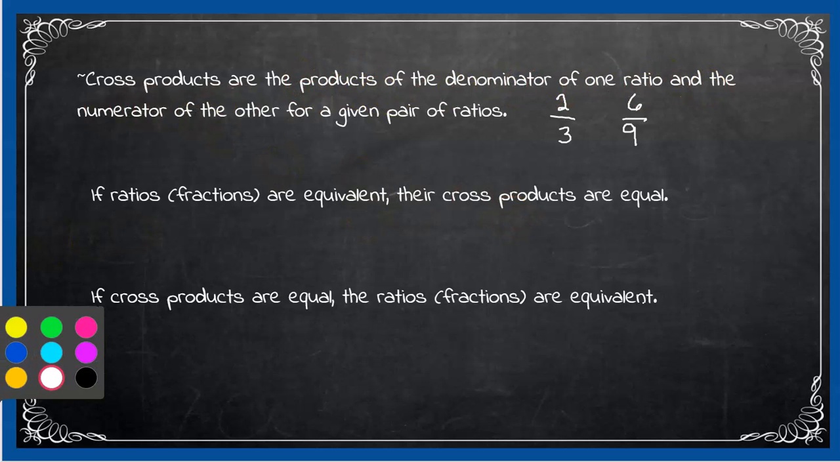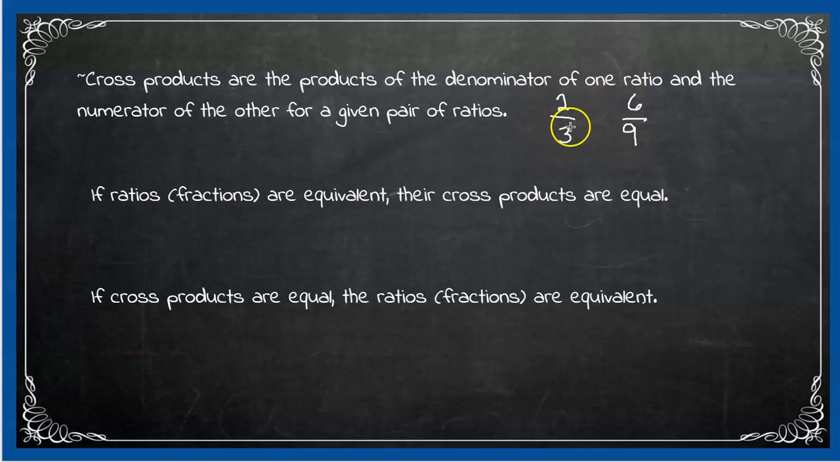And what that means is it says product of the denominator of one and the numerator of another. Okay, so get a different color here. So denominator here, 3, and the numerator of the other one times 6. Okay, so I would take 3 and multiply it times 6. That would give me 18.